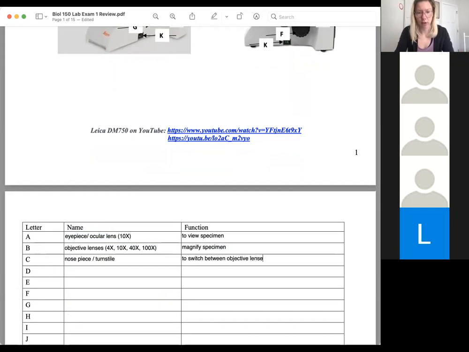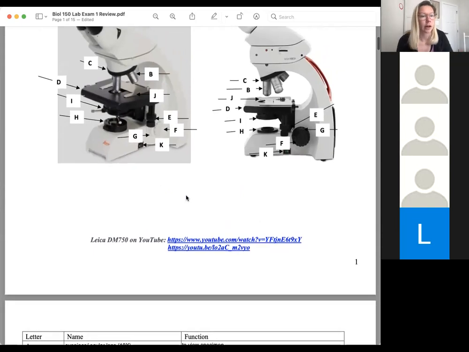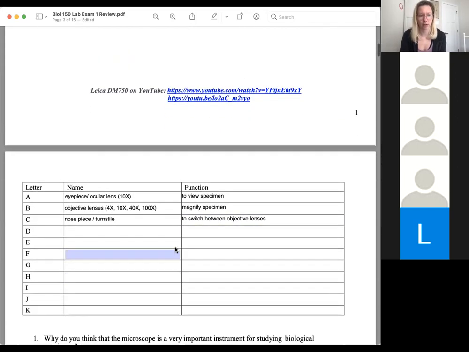All right, so if we're moving down, let's look at D, and on top of D is J. So J are these little metal pieces along the side. And then D is this black square here. So we're looking for D and J. What are those two parts called? D is stage. Correct. Yeah, D is the stage.